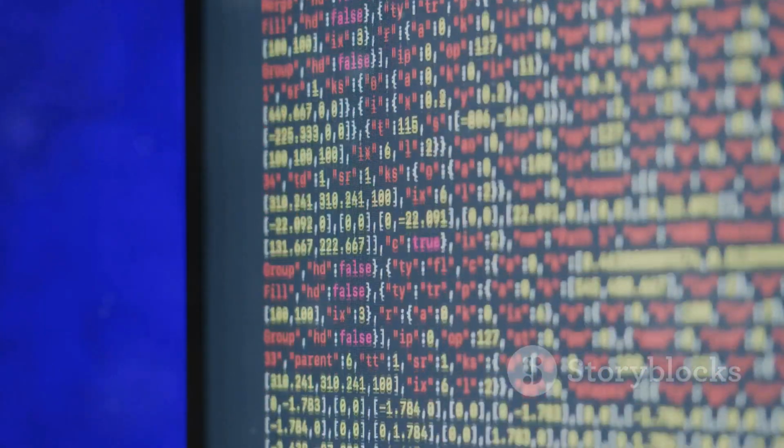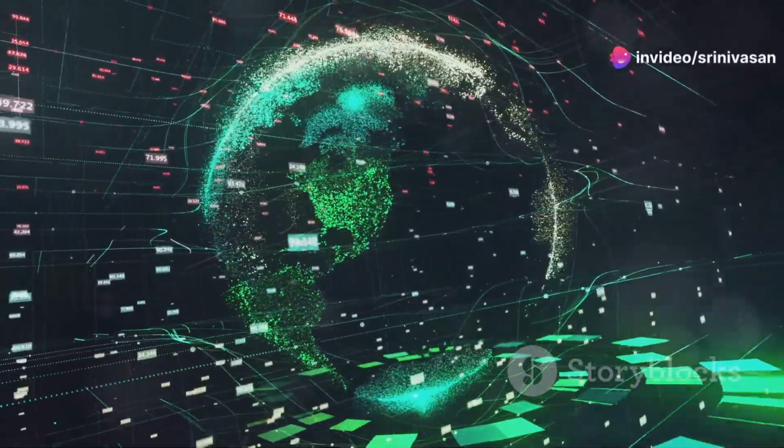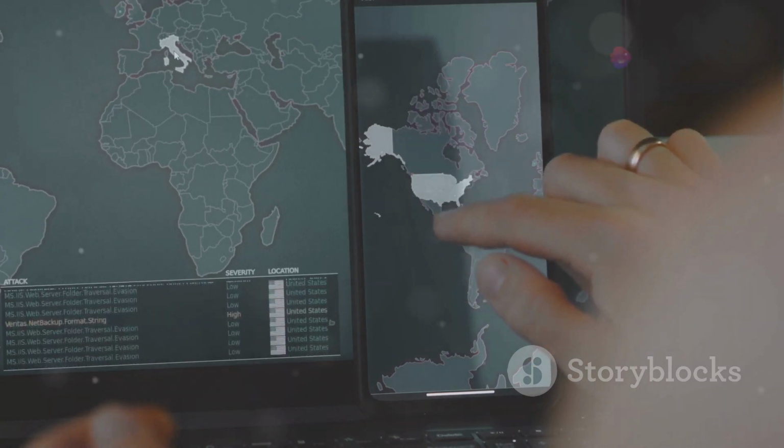Let's break it down. At the core, vector semantics is all about representing words as points in space. Each word is a vector, and vectors close to each other in this high-dimensional space represent words with similar meanings. Think of it like a map, but instead of cities, we have words.